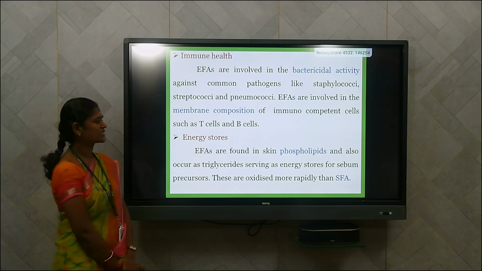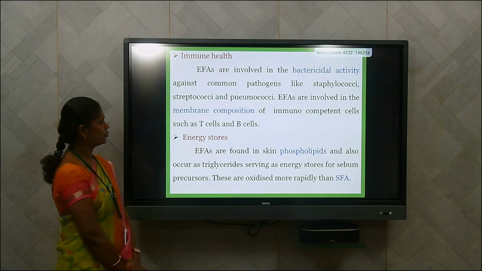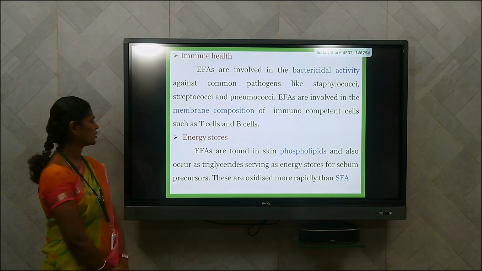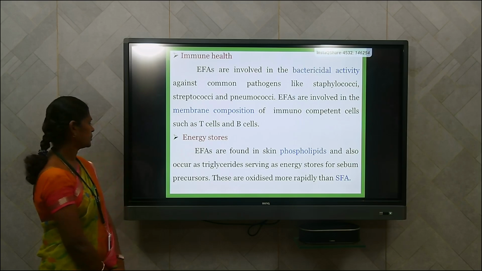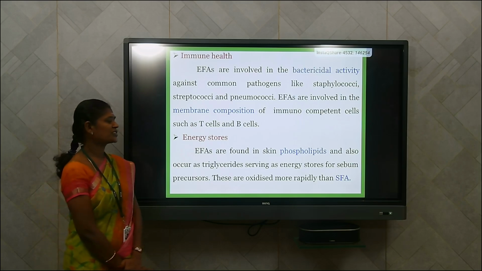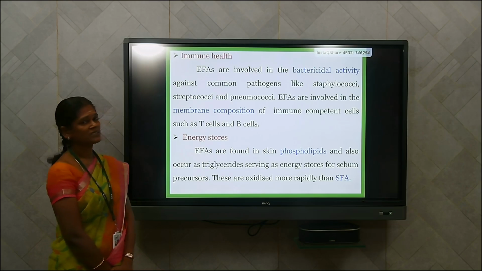These are found in skin. Essential fatty acids are found in skin phospholipids, and also occur in triglycerides, which serve as energy stores of sebum precursors. These are oxidized more rapidly than the saturated fatty acids.